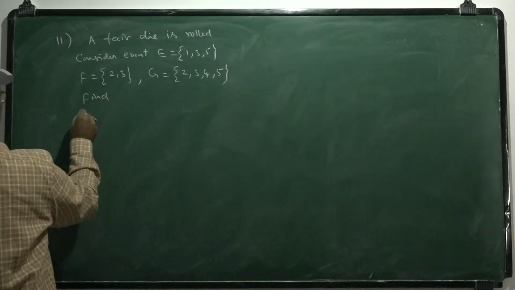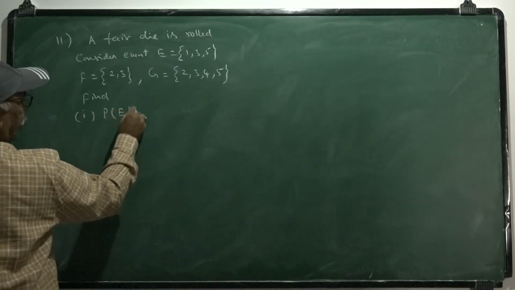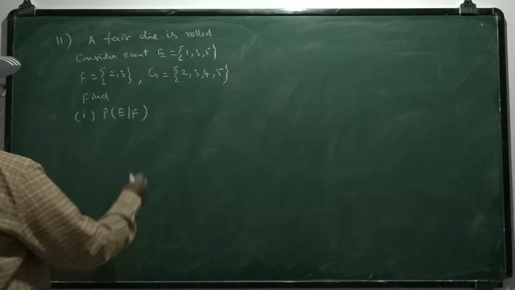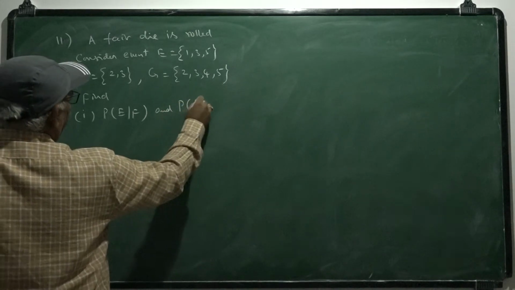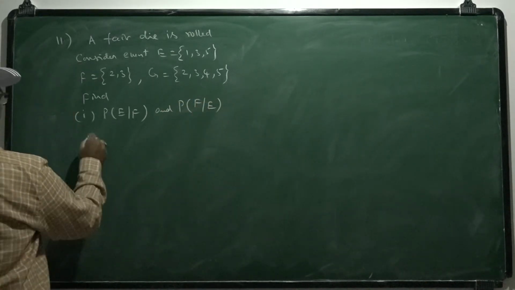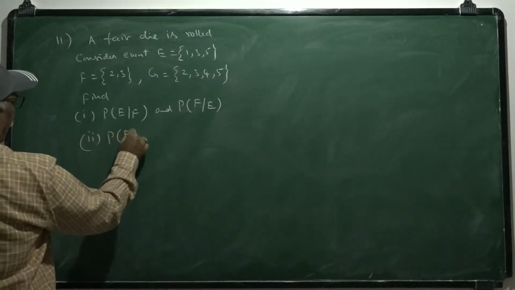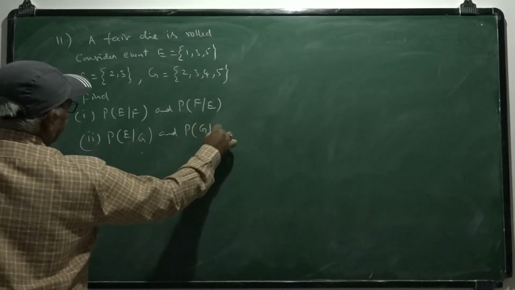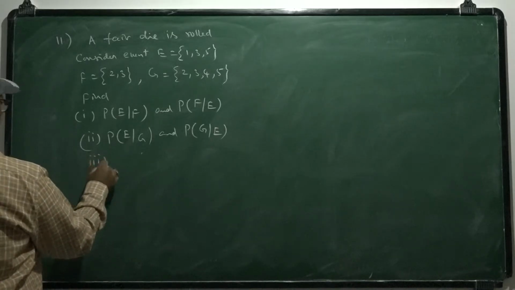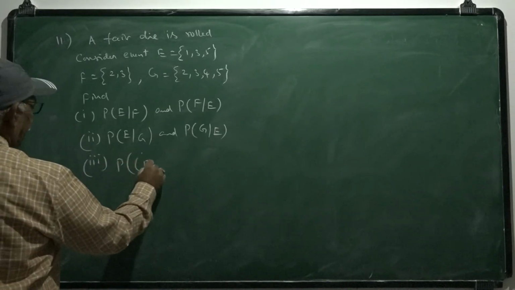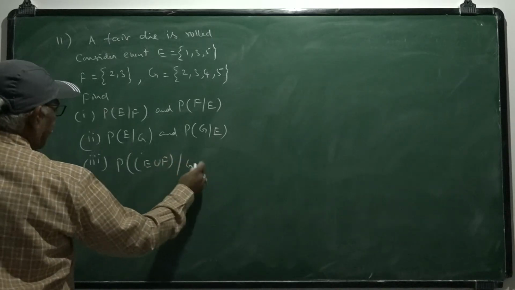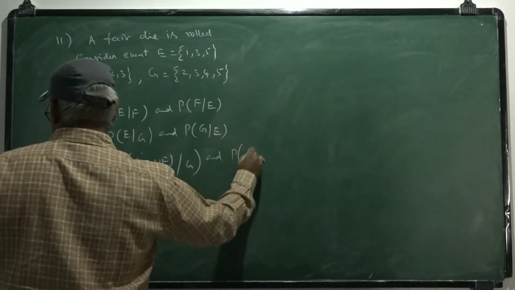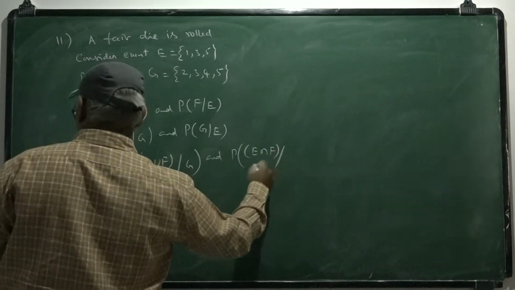Find the conditional probability of E on the occurrence of F and the conditional probability of F on the occurrence of E. Second one, probability of E given G and probability of G given E. And the third one is probability of E union F given G and probability of E intersection F given G.